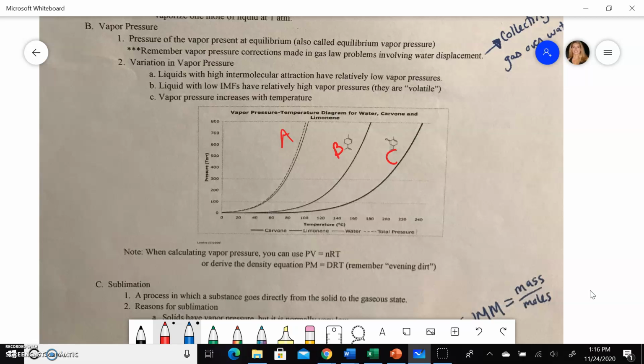And you can also talk about the word volatile. Watch out for that word. So volatile means that they evaporate easily. So of these 3, letter A is the most volatile.